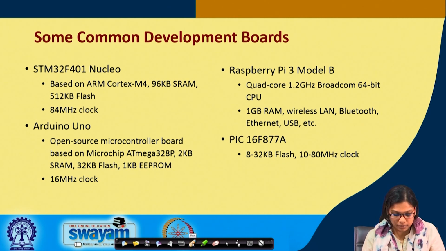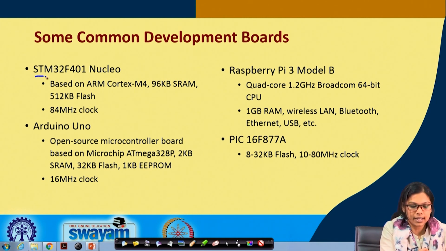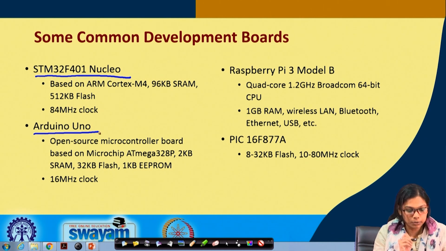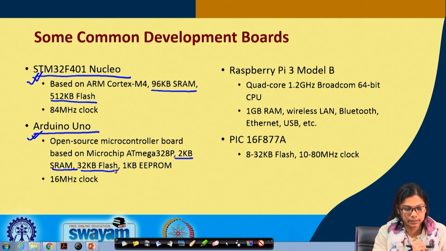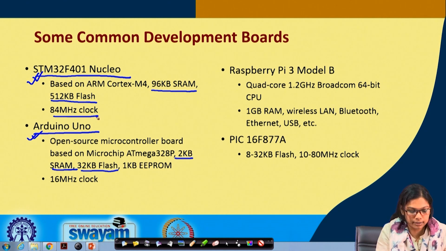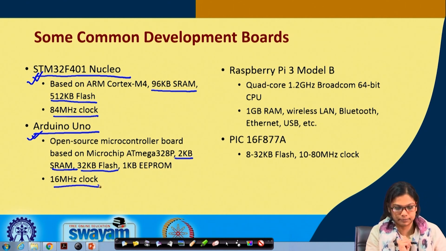Now, if you see the features of the STM board and if you see the features of Arduino Uno, you can clearly make out that STM is much more powerful as compared to Arduino. You see the kind of memory it is having, 96 KB compared to 2 KB, 512 KB of flash and 32 KB of flash, clock speed of 84 megahertz and clock speed of 16 megahertz.